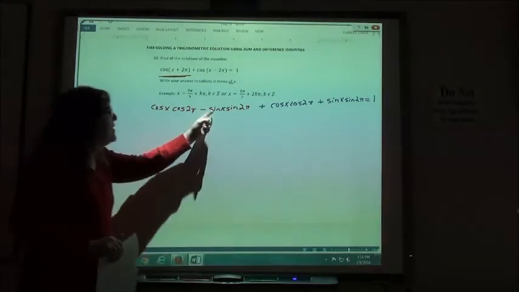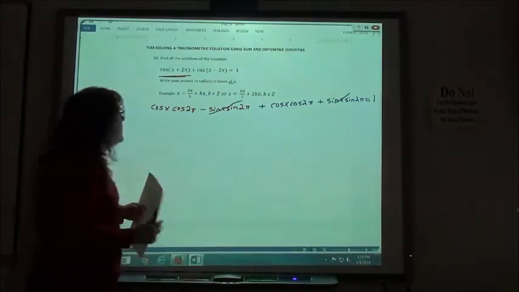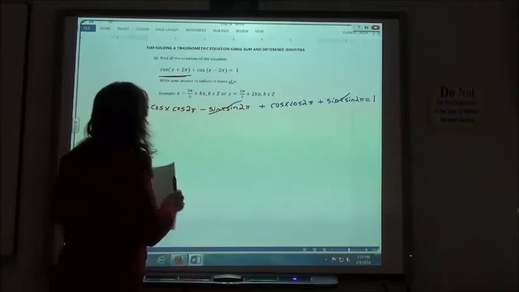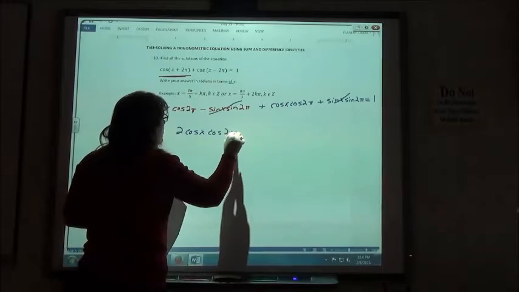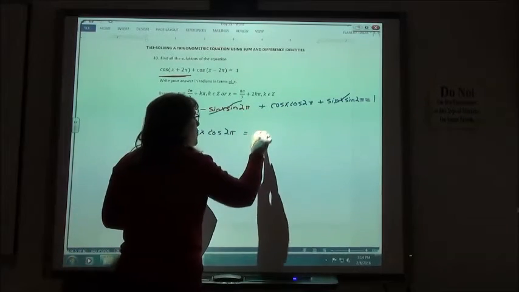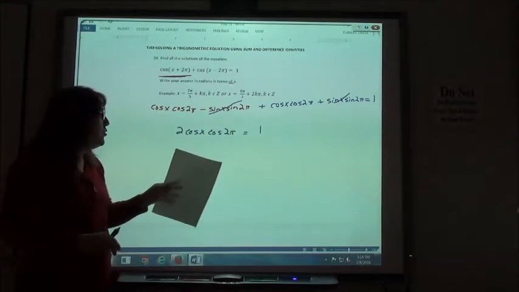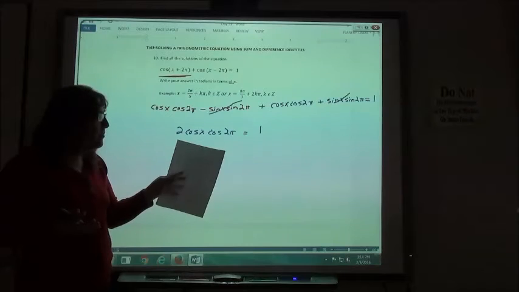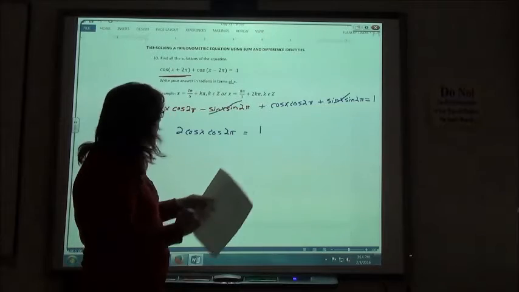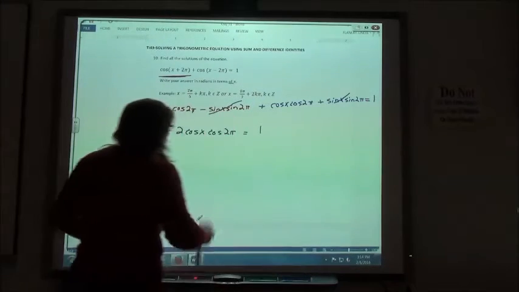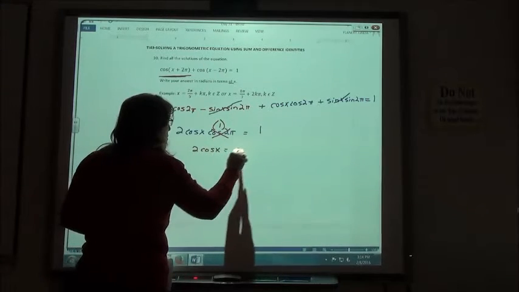Looking at that, the signs are going to cancel out. So this will cancel this out. These two are the same. So I'm going to have 2 cosine of x cosine of 2 pi equals 1. Now you're going to look up in your table that we've used before the value for cosine of 2 pi. So cosine of 2 pi way down at the bottom is equal to 1. So I'm going to replace this with 1. So I get 2 cosine of x equals 1.